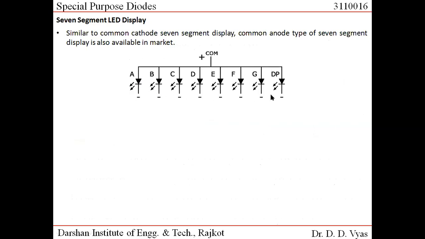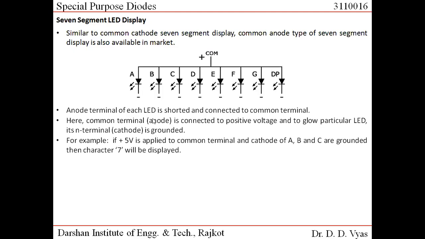The cathode is individual. So what would be the working pattern in this? We understand that the anode terminal should be at a higher potential compared to the cathode terminal. So the common terminal is generally given the higher voltage, say plus 5 volts. And depending upon which LED has to be turned on, the cathode terminal of that LED is grounded, that is connected to 0 volt. So again, for example, if plus 5 volts is applied to the common terminal and the cathodes of B, C and A are grounded, then character 7 would again be displayed.